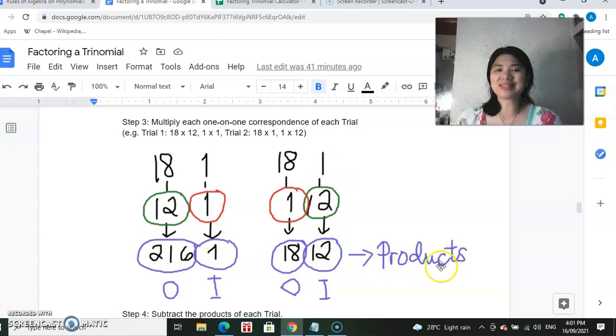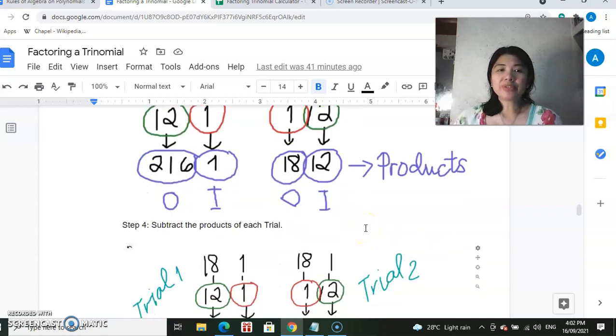So products. And yes, in this column, the first column in each trial will be for the outer terms of the binomial factors. And the second column of each trial will be the inner terms of the binomial factor. Remember the FOIL? Okay.